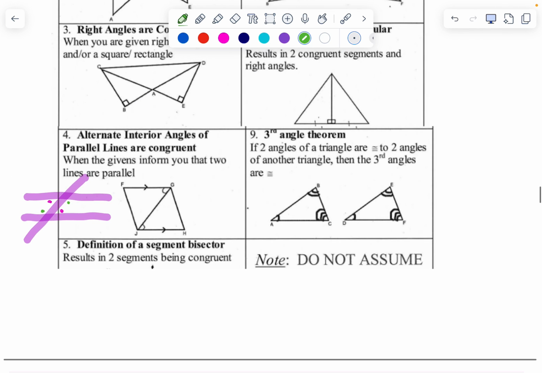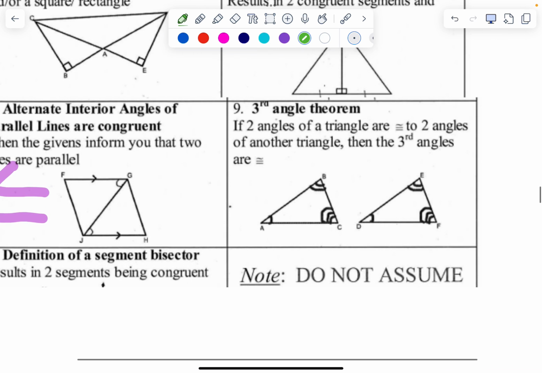Okay, third angle theorem. This one is also kind of obvious. If two angles are congruent, the third one has to be. And why is that? Let's say I told you that angle B and C is congruent to E and F. Why does A and D have to be congruent? So the triangle can still have 180. Yeah, it has to, right? If we know two angles are the same, the third one has to be because all triangles add to 180. Good. All right.